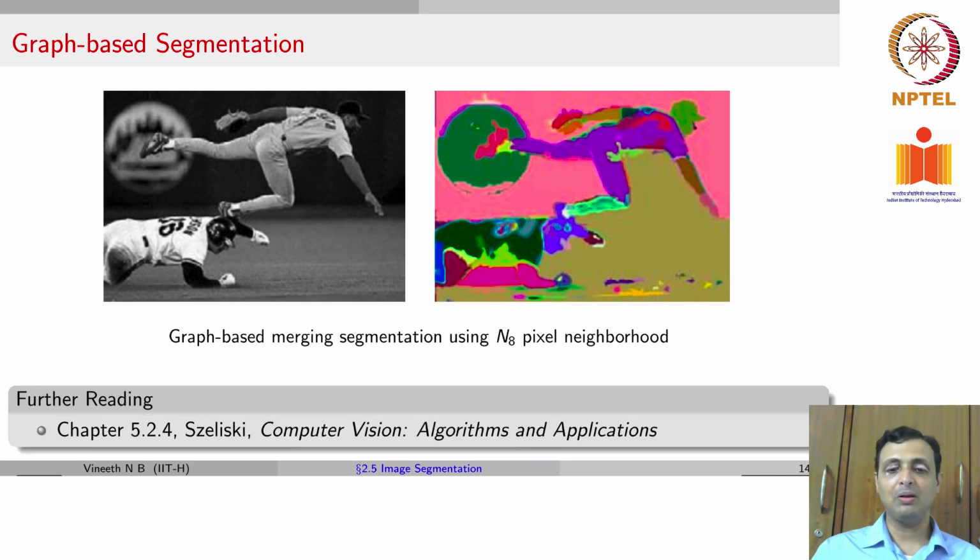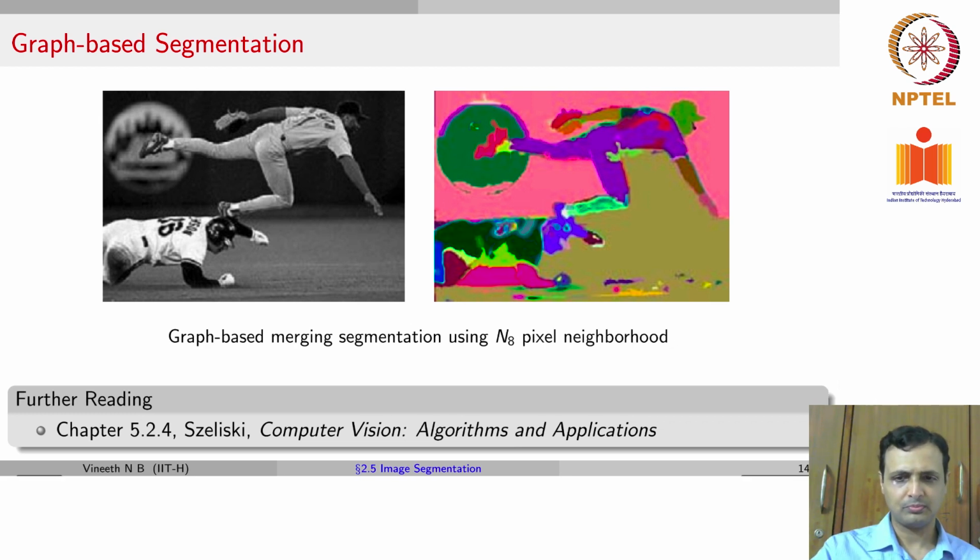Here is an example of how this works using the N8 pixel neighborhood. You can see that the results are fairly good. The different players get separated reasonably well. Parts of the body get separated reasonably well. If you're more interested, please look at chapter 5.2.4 in Szeliski's book.